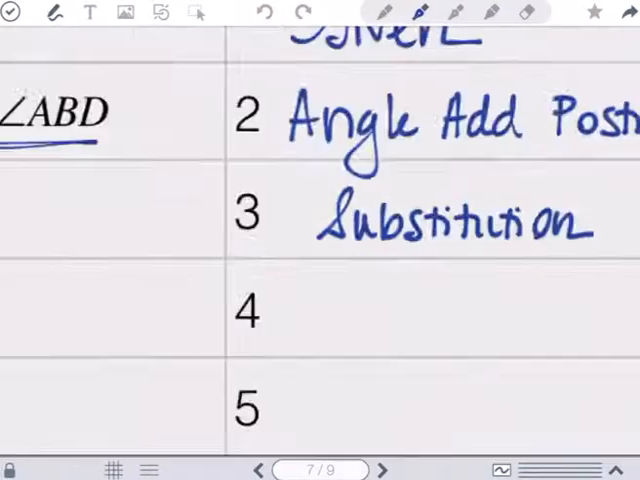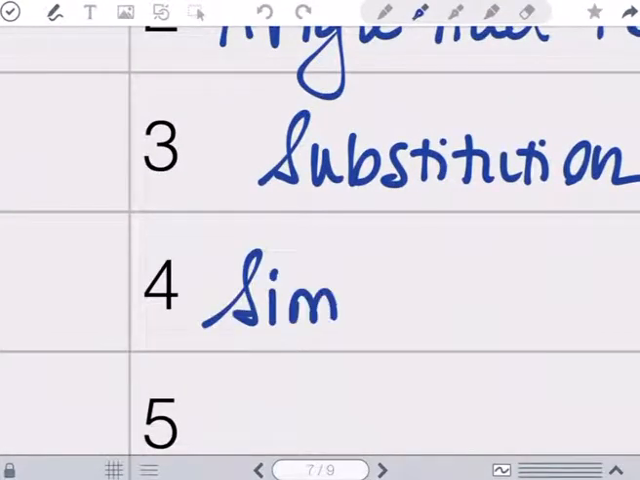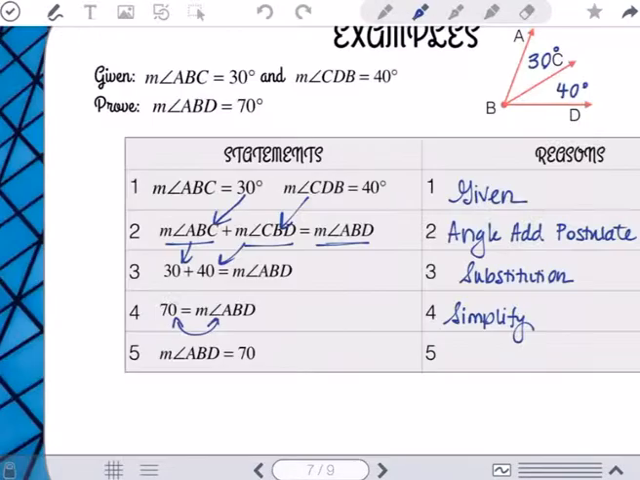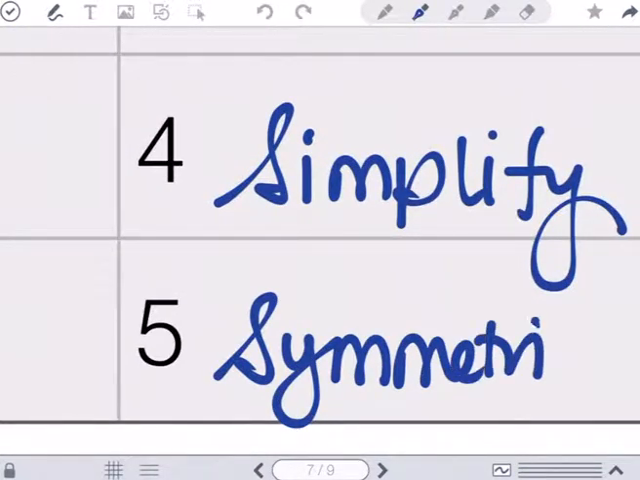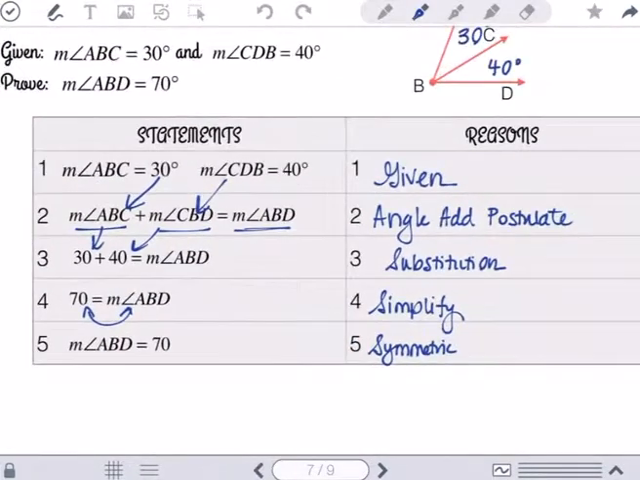And then we added them together, or combined like terms, to simplify. And then notice we just switched 70 and ABD, so this is going to be symmetric. Angle addition is almost identical to segment addition. It's just we're looking at angles, and our reason is angle addition postulate as opposed to substitution.